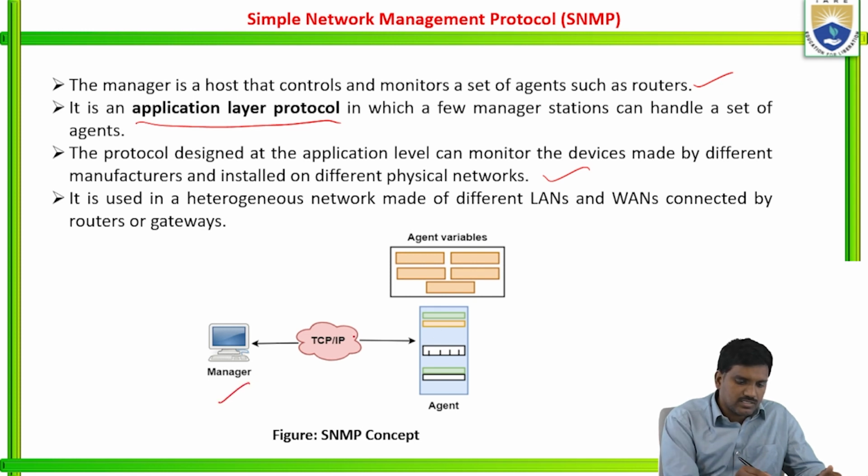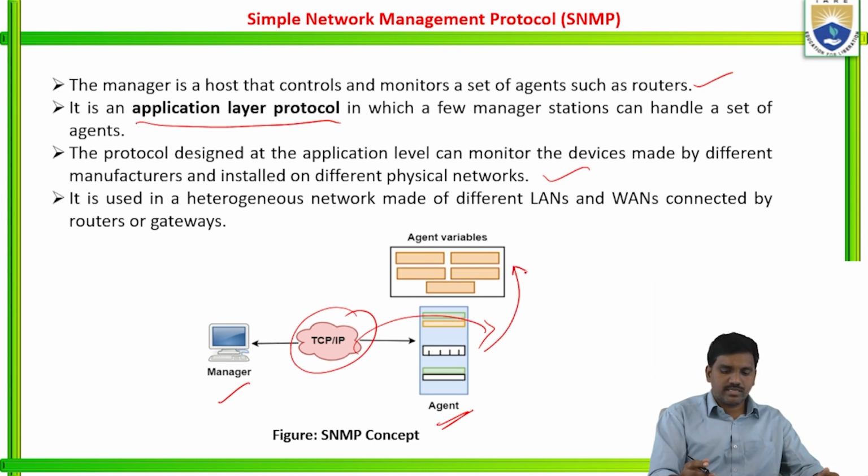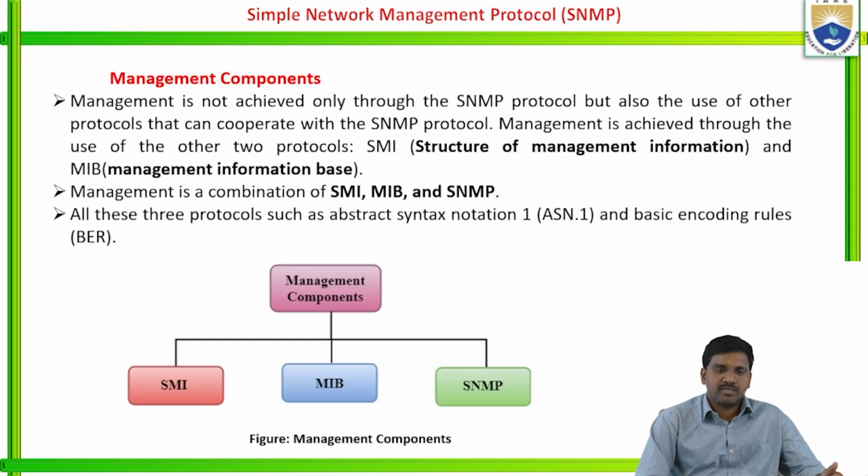So the manager, through the TCP/IP protocol, can connect to the agent. Under the agent, we have different agent variables as discussed in the last slide: address translation, UDP, EGP, ICMP. Like that we have 8 types of MIB, management information base. So this is the concept of Simple Network Management Protocol.